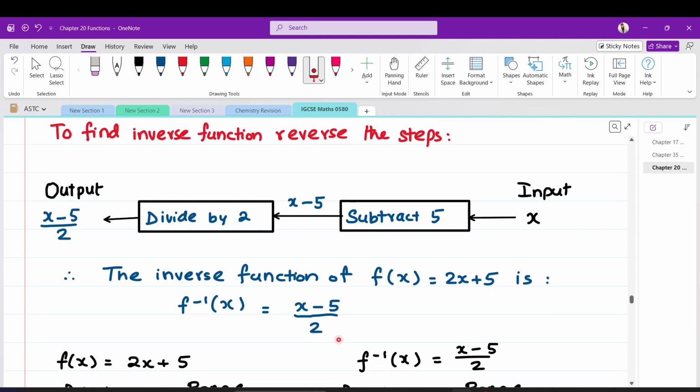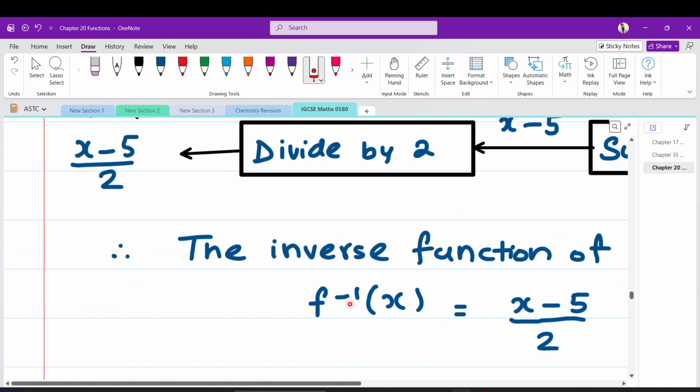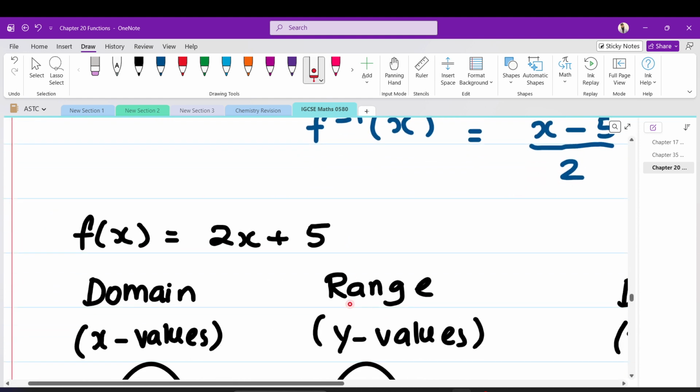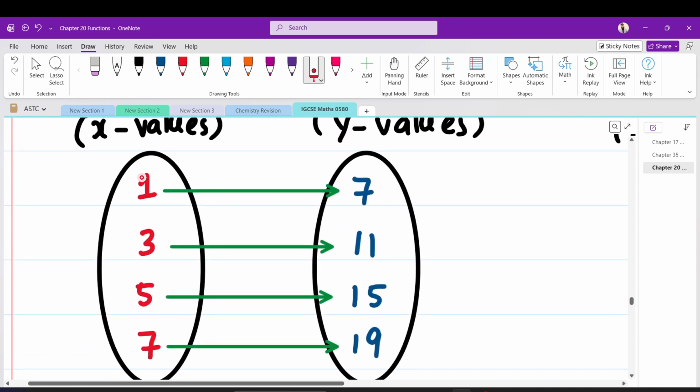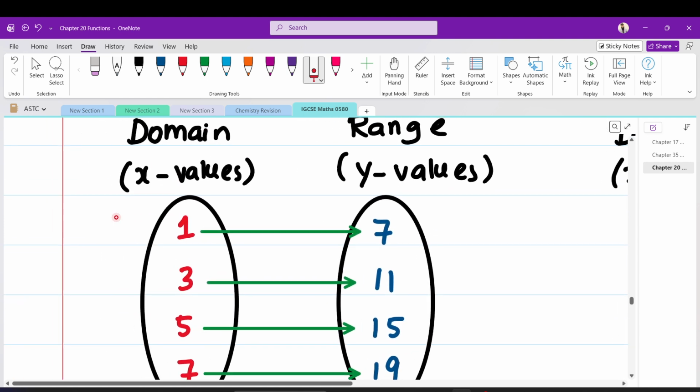Now, let's take a look at what happens to their domain and range. Before I move to the inverse function, let's talk about the original function and its domain and range. Let's say that I've applied these 4 values. These are my x values, these are the domain values.